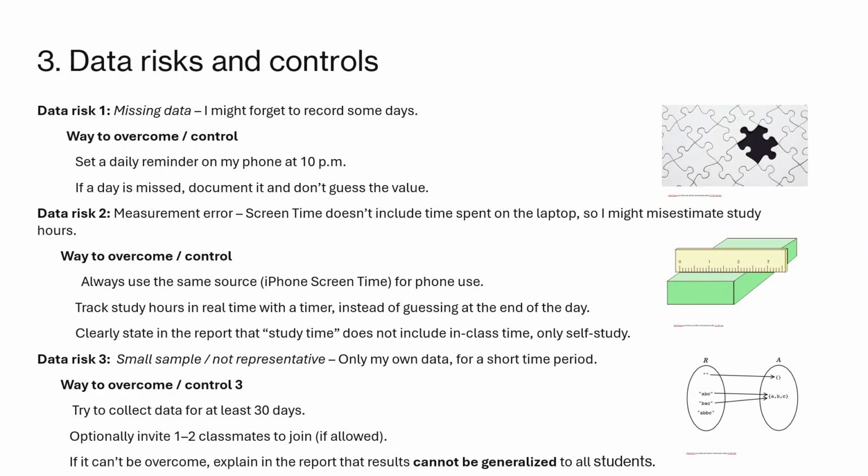Data risk and control. There are three data risks: missing data, measurement error, and small sample. For missing data, to control, I can set a daily reminder on my phone. For the measurement error, I can track my study hours in real time with a timer instead of guessing at the end of the day. For the small sample, I'll try to collect the data for at least 30 days.